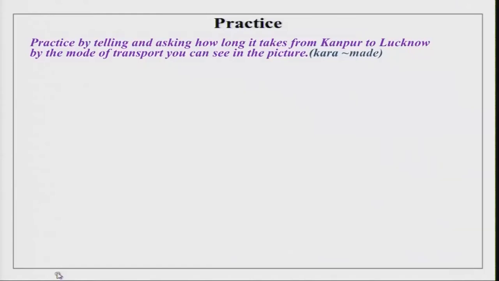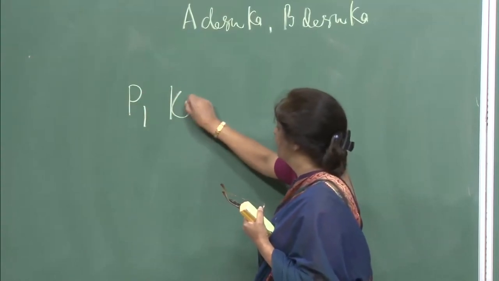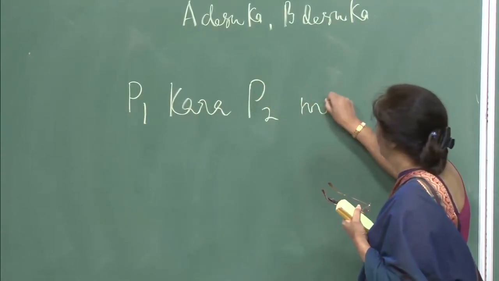If you remember, we did kara and made with time. Kuji kara goji made, rokuji kara shichiji made, or shichiji kara hachiji made. Whatever exercise or activity you are performing. So, from a certain time till a certain time a certain activity is done. Now, over here, we will do kara and made, but from a certain place to a certain place. So, we have place 1 kara, place 2 made.